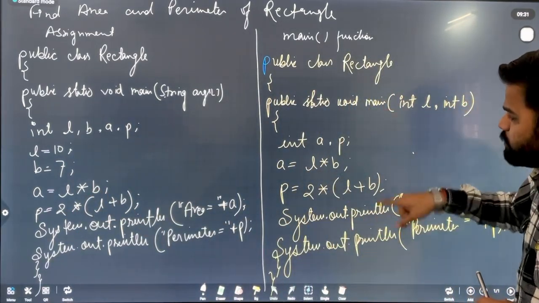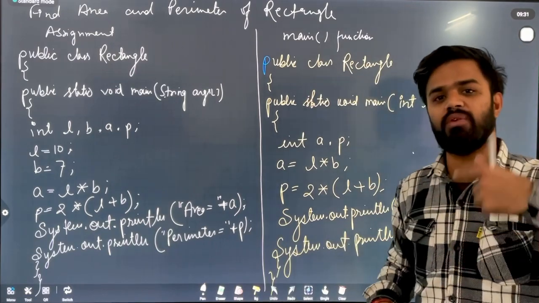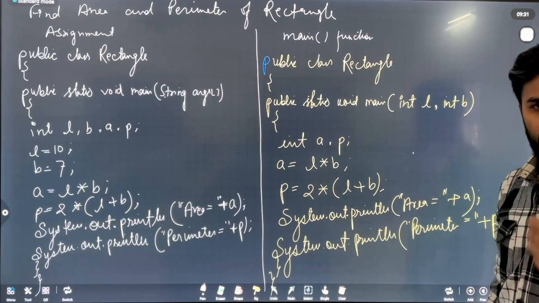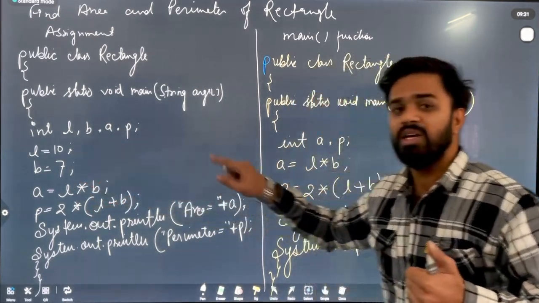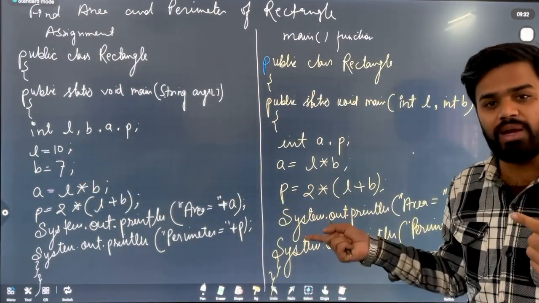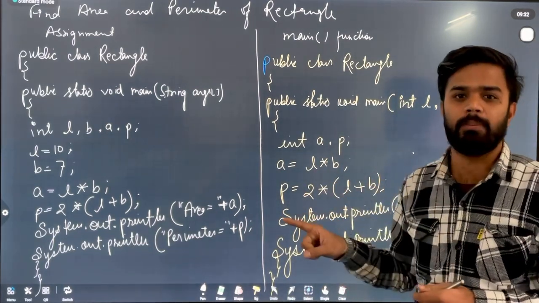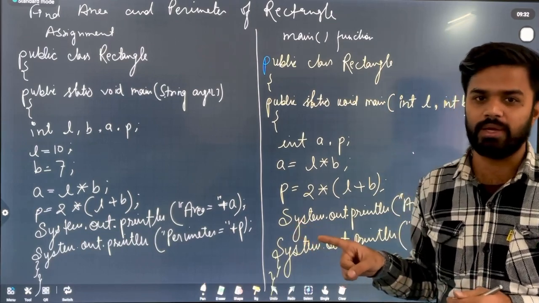But when we run this program 10 times, each and every time we get a chance to give the values of L and B. So the first time we can give 10 and 7. The second time we can give any other value. The third time we can give any other value. So we can get different outputs on our output screen. Okay class?